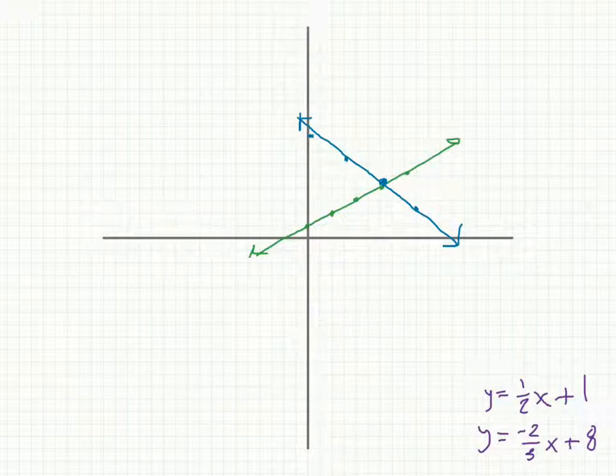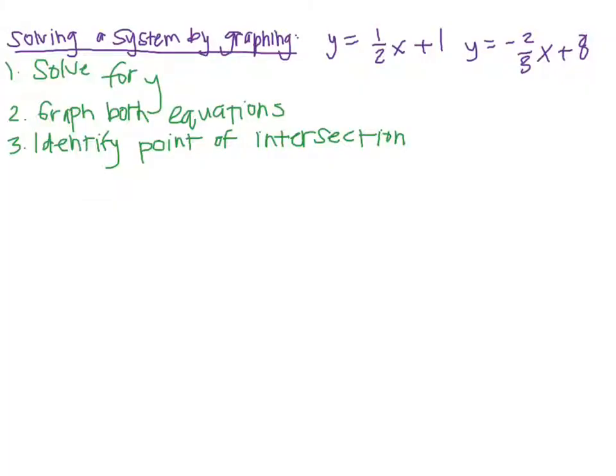So this point we have right here is the point (6, 4), the point where the two curves cross. And that is actually the third step in our process. Step 3 was to identify the point of intersection. And now finally, since I have my point, I just want to check and make sure my solution is correct.